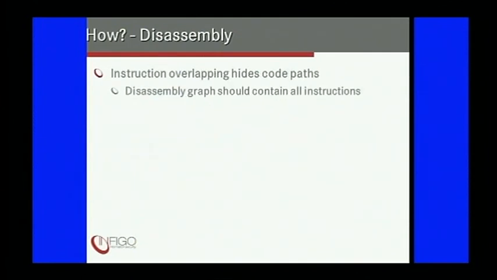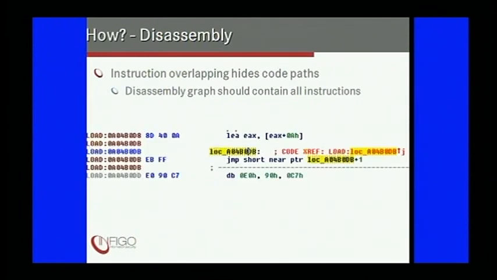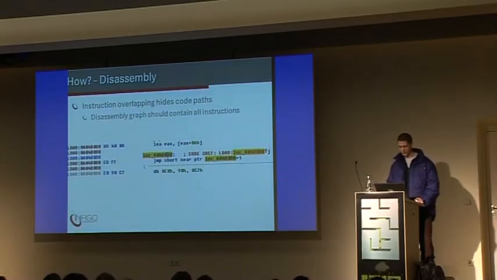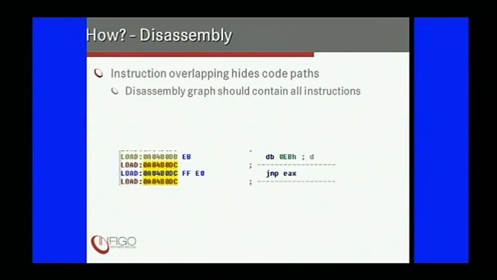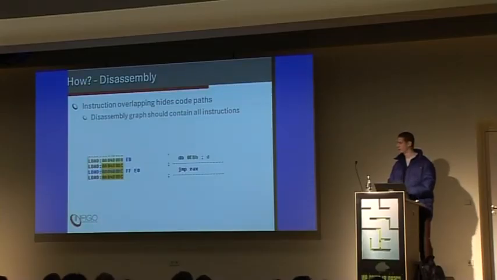Next thing is instruction overlapping. So this assembly graph should contain all instructions. You're not only interested in instructions that are shown in this assembly view, but also the other instructions that are embedded inside this multi-byte opcode. This is the first screen. You can notice the jump that jumps in the middle of itself, and the rest of the code is hidden. The next step is to undefine this instruction and continue disassembling from the next opcode. In this case, this is the jump EAX.